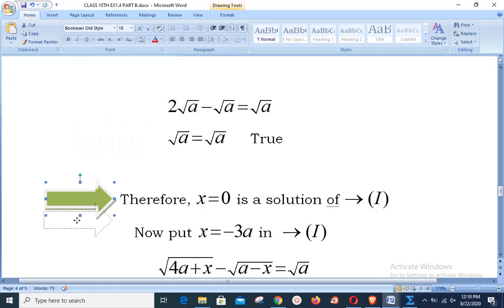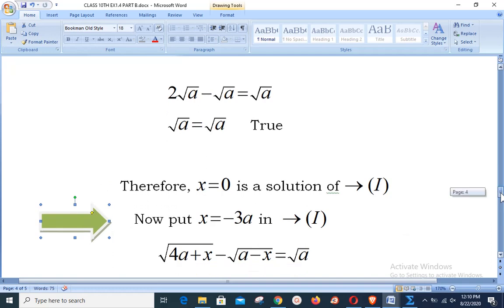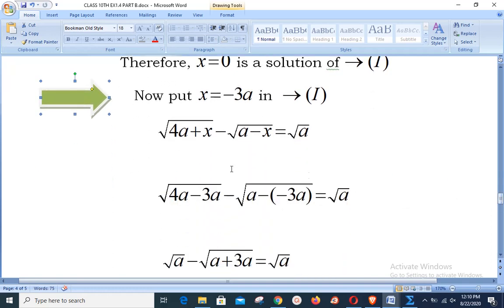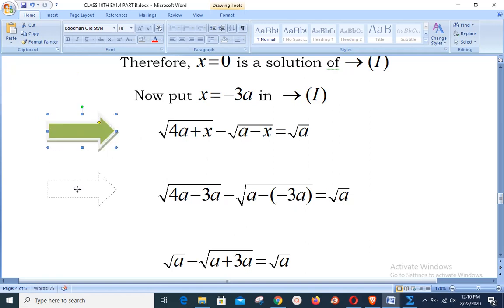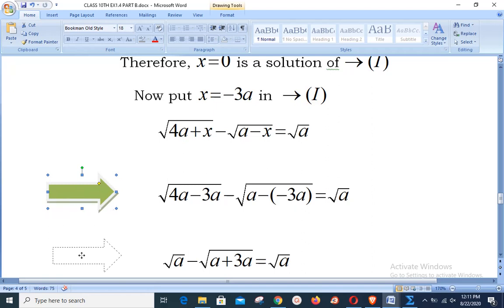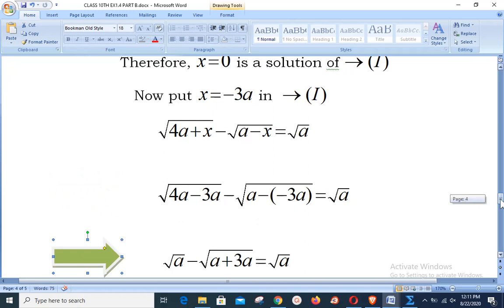Now we check for the other value, that is we put x is equal to minus 3a in number 1, writing the number 1 as it is in the first step, and in the next step putting the value of x is equal to minus 3a. We have inside the root 4a minus 3a minus inside the root a minus into minus 3a is equal to root a. Just to remind you once again that in checking you are not allowed to shift any term from left to right or from right to left.